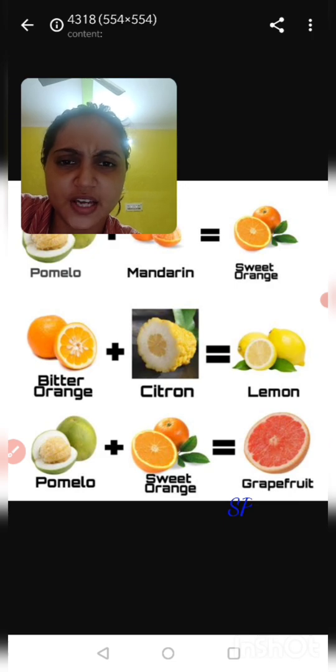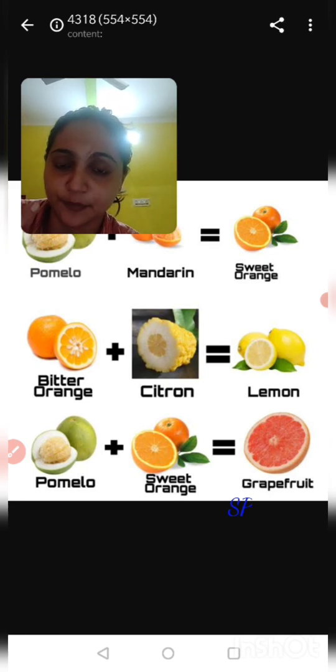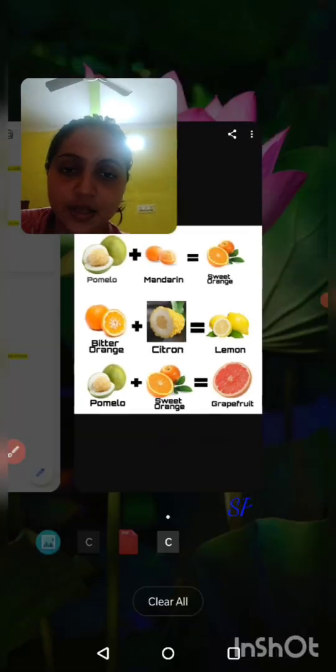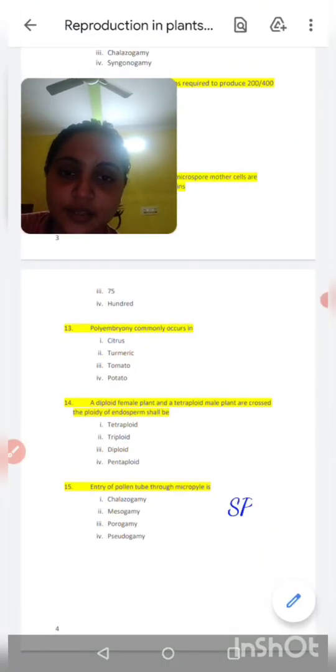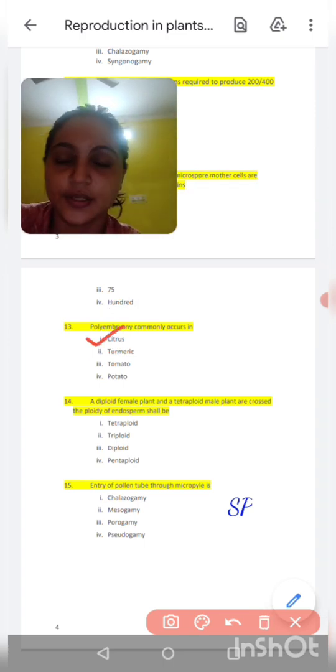Citrus has different species of fruits, like sweet orange, lemon and grapefruit. Each one of the pieces of the lemon, which is juicy, represents one single embryo. So citrus is the common fruit which shows polyembryony. So the answer of question number 13 is citrus, number 1.